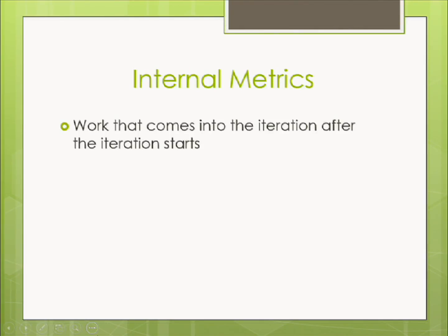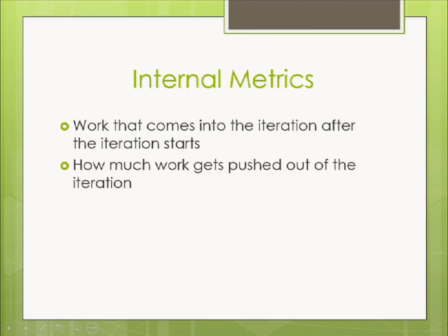So work that comes into the iteration after the iteration starts. You plan for all this work, and then you get to the end, and you didn't get everything done that you wanted because all this stuff came in. Well, we should start to expect the unexpected stuff to happen. And you can count that. You can say, okay, how much do we typically get in an iteration? And we can set aside a bucket of time for that unexpected stuff that we have to do.